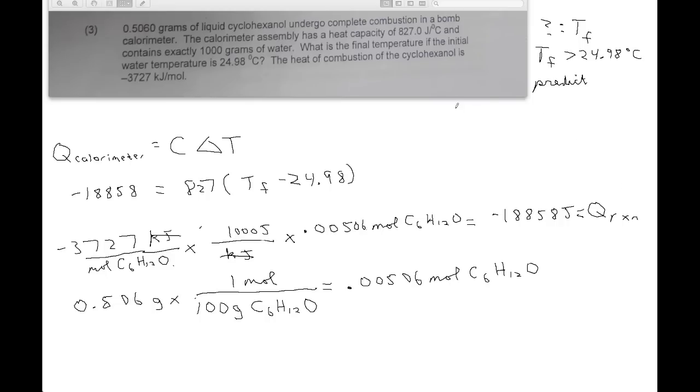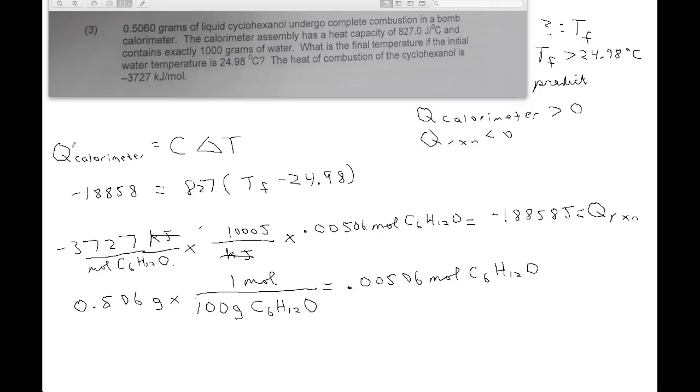Maybe we should have made a prediction ahead of time here that would help us to not get confused. In this problem, do we expect Q for the calorimeter to be positive or negative? Well, since it's a combustion, we expect the Q for the reaction to be negative and Q for the calorimeter to be positive. So that's another clue that this must be the Q for the reaction, because it's negative. It wouldn't make sense for it to be positive.